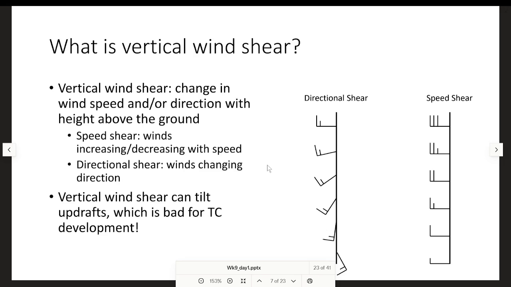Wind shear is not good for tropical cyclone development, though, because it's a different formation process. So what we don't want is for our updrafts to tilt. It's a very delicate process to form a hurricane. You kind of want to leave it undisturbed, and you want to get them rotating just by the Coriolis effect alone. You don't really want to get them rotating by speed or directional shear, because what's most important in the hurricane is that upwards rising motion that forms from the surface moisture.